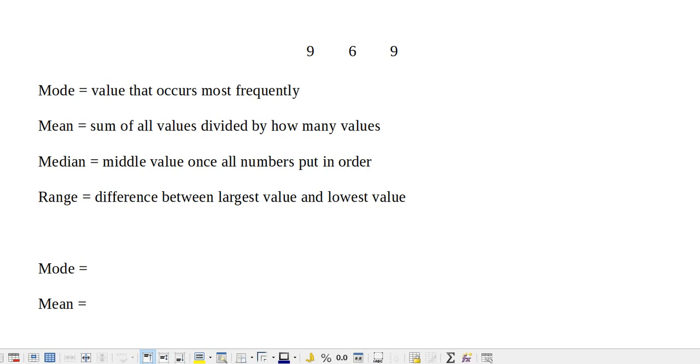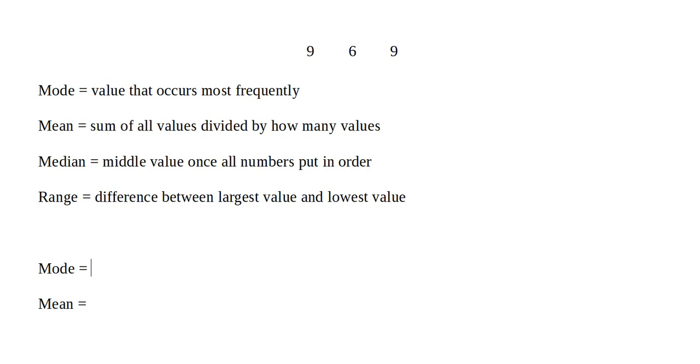And first of all, I want to find the mode from those numbers, 9, 6, and 9. Well, what number occurs the most? Obviously, it's going to be 9. But what about the mean? How do I find the mean? Well, it says there, I'm going to add all three together, and then I'm going to divide by 3 because there's 3 numbers. So I can see there 9 plus 6 plus 9 divided by 3 gives me a mean of 8.